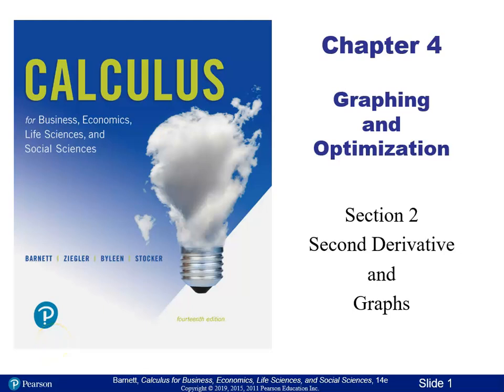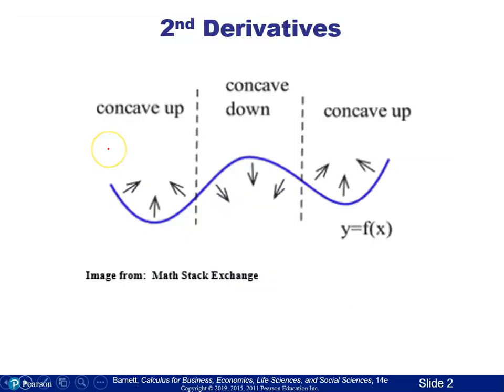Today we're going to be continuing with Chapter 4, looking specifically at the second derivative and how that affects the graph. Okay, so we talked a little bit in the last section about concavity, and concavity has to do with the way the graph is actually kind of cupped.